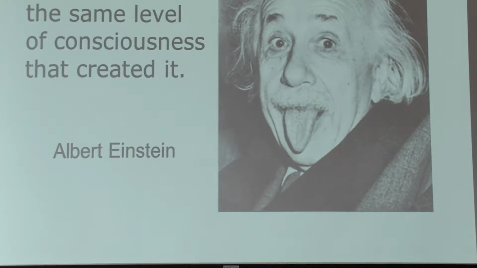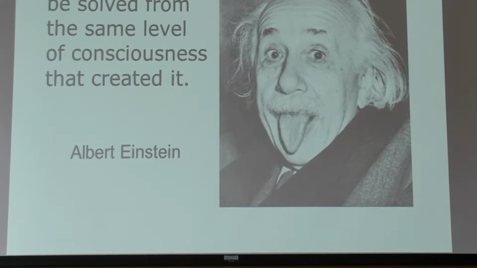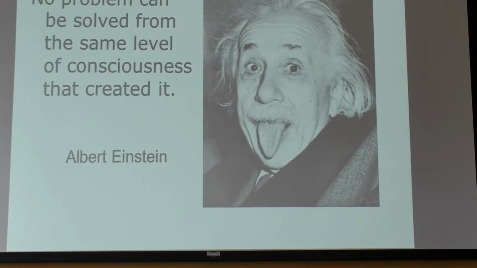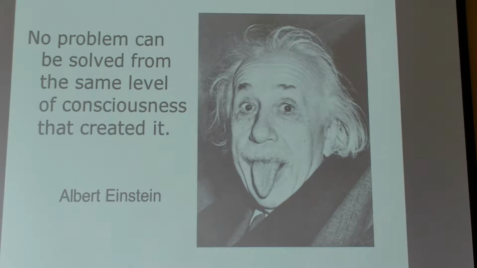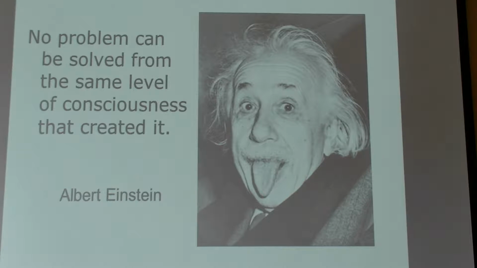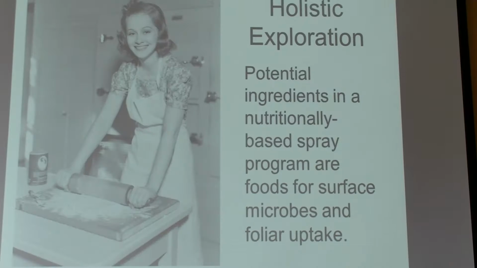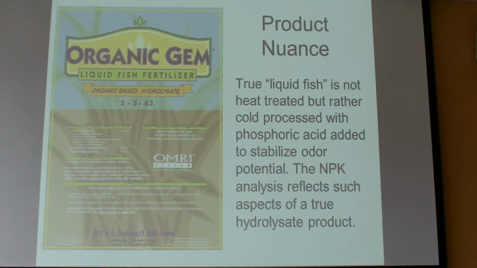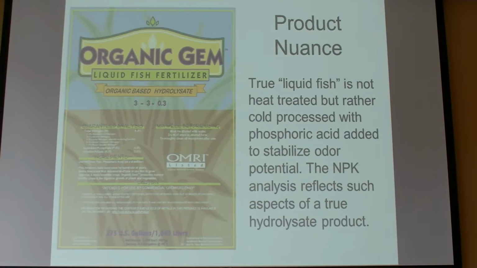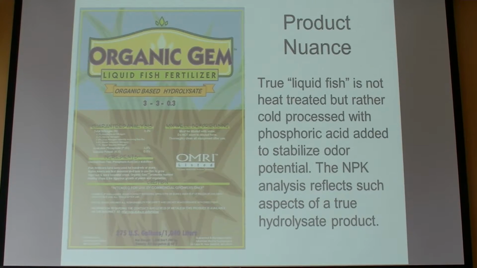So Einstein said no problem can be solved from the same level of consciousness that created it. We're flipping that whole paradigm of needing spray medicines to make up for nutritional and biological deficiencies. We're utilizing tools that nature does, and we're understanding how to go about it. When I talk about the holistic sprays, I am looking at things like cold processed liquid fish, because it contains enzymes and hormones and fatty acids that fuel not just the mycorrhizal fungi, but the arboreal biology as well.